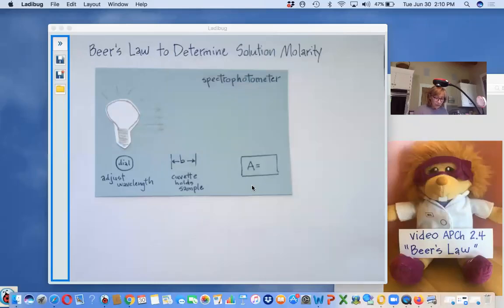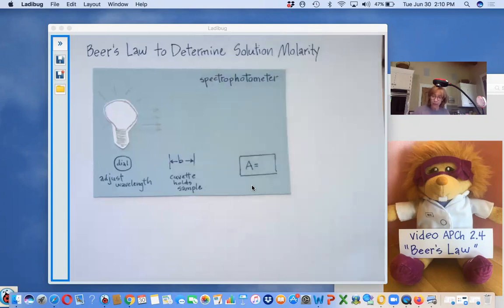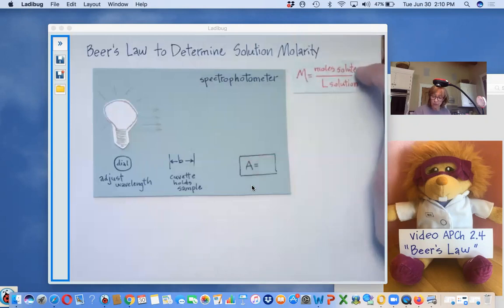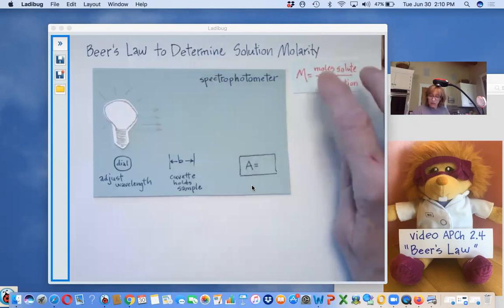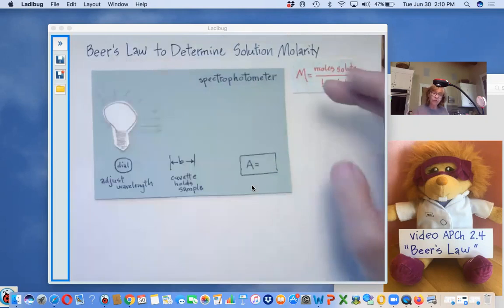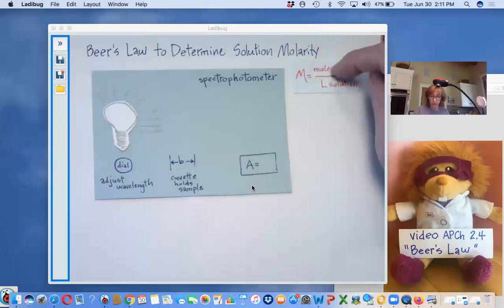Hey everybody, so today's video will show you how to use Beer's law to determine solution molarity. And you'll remember molarity is defined as the moles of solute per liter of total solution. Beer's law is helpful if you have a solution and you know its identity, you just don't know how concentrated it is, and you don't have any information about how it was made, how many grams were used, how many moles were used.